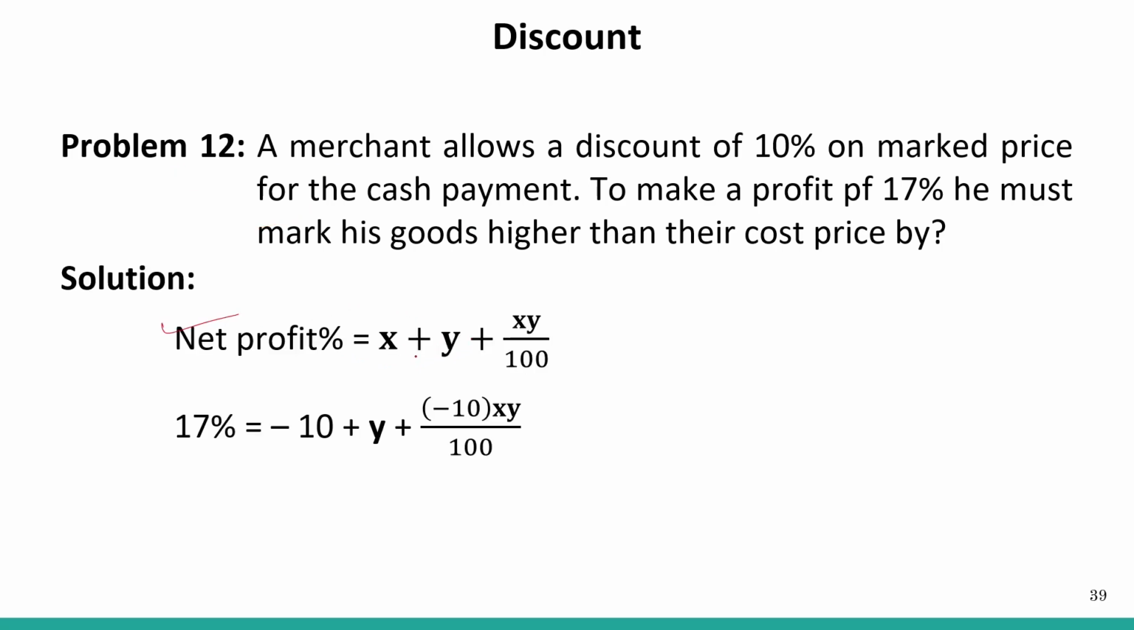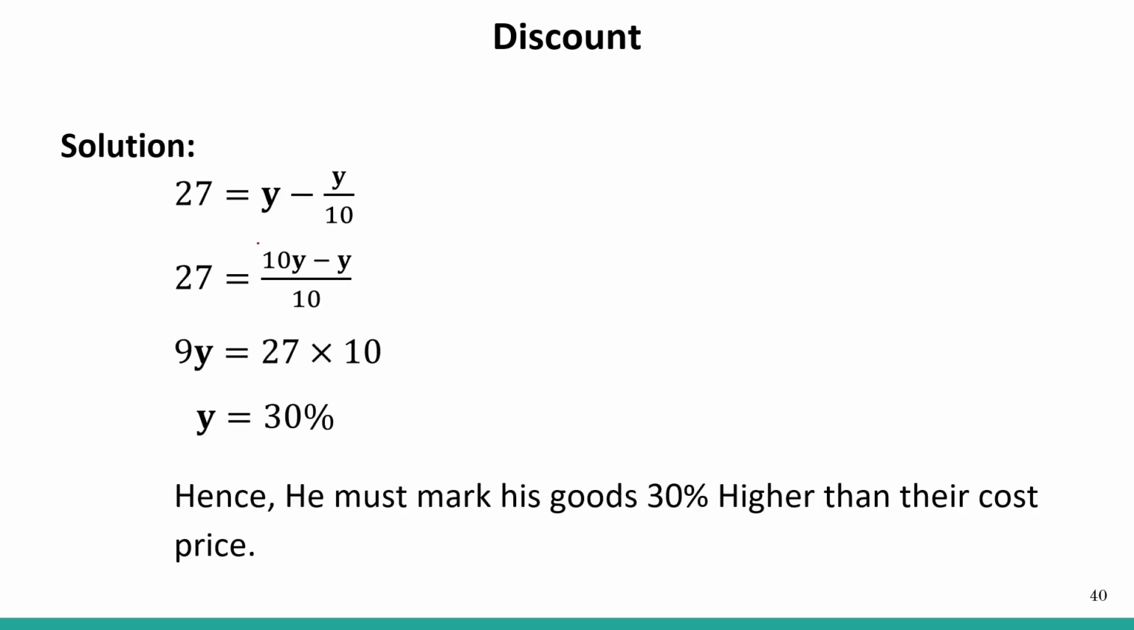So net profit is equal to x plus y plus xy by 100. So 17% is equal to minus 10 plus y plus minus 10y by 100. So 27 is equal to y minus y by 10. 27 is equal to what? So 9y by 10 will be 27, so 9y is 27 into 10. So this implies that y is equal to 30%. So hence he must mark his goods 30% higher than the cost price.